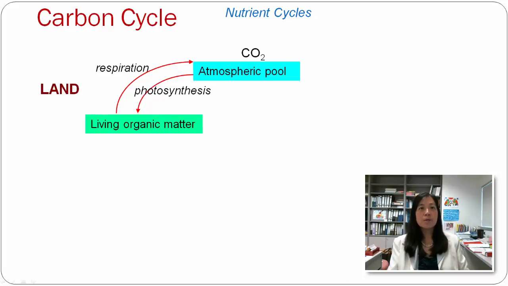The carbon cycle begins with the carbon that is locked up in living organic matter. Primary producers, such as plants, fix carbon dioxide from the atmosphere into organic matter and subsequently the food chain, while all living organisms respire, producing carbon dioxide that re-enters the atmospheric pool.